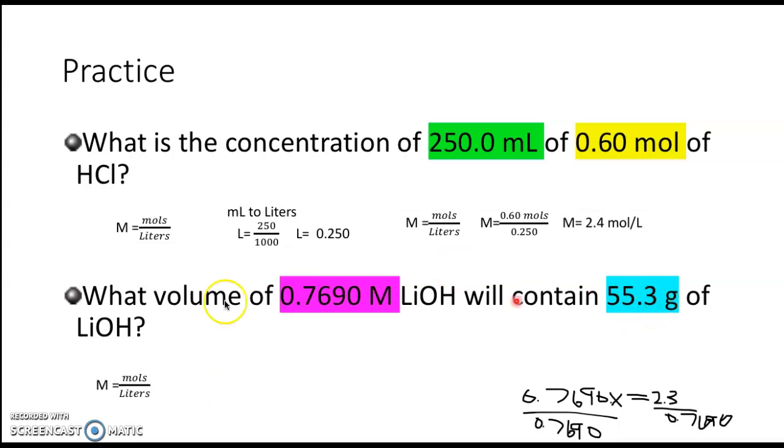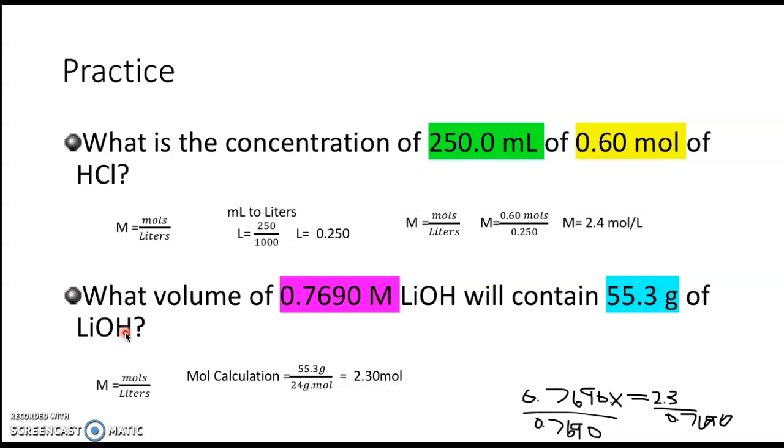My gram formula mass I can calculate because I have 1 Li, 1 oxygen, and 1 hydrogen. Li has a mass of 7, oxygen has a mass of 15.99, which will round to 16, and H has a mass of 1. So 1 times 7 is 7, 16 times 1 is 16, 1 times 1 is 1, so 16 plus 7 plus 1 would give me 24. So I'm going to do 55.3 grams divided by 24 grams per mole. And I get 2.3 moles.